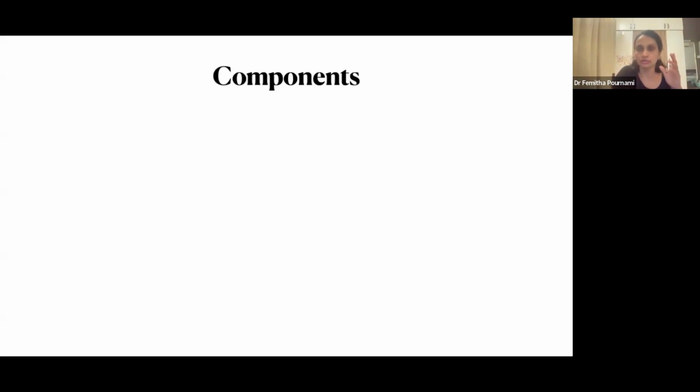Now, the components, all of you might have seen the entire form. You will have actually 6 domains. And then in each of them, you have specific items.